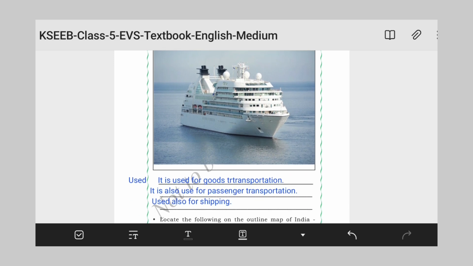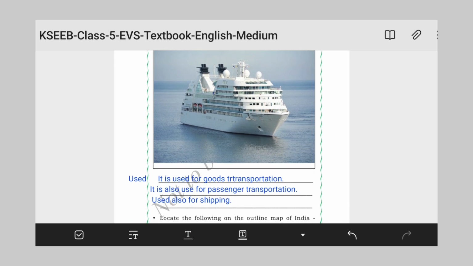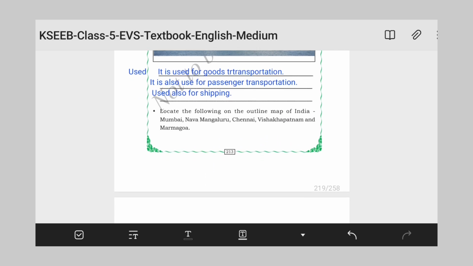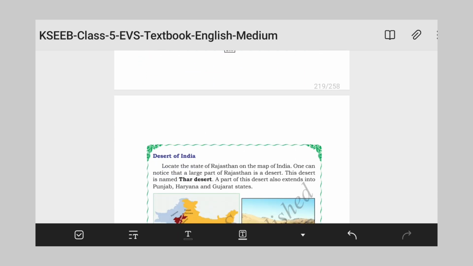And the next one is, what are the uses of the ship? It is used for goods transportation. It is also used for passenger transportation. It is also used for shipping.